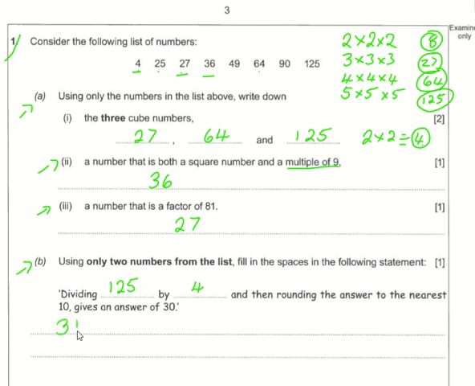31.25. Now if I had to round that to the nearest 10, I would want the answer to be a digit and then a 0. So I'm going to get rid of this integer here, the 1, and because it's less than 5, I'm able to round that to the number 30. So the answer is 125 divided by 4, and then rounding the answer to the nearest 10 gives an answer of 30.